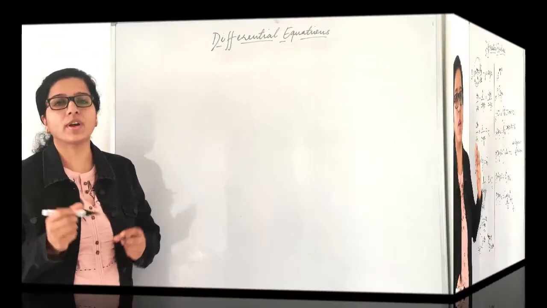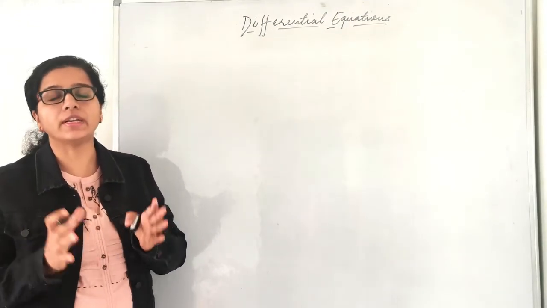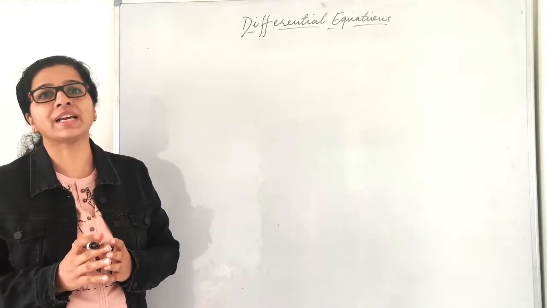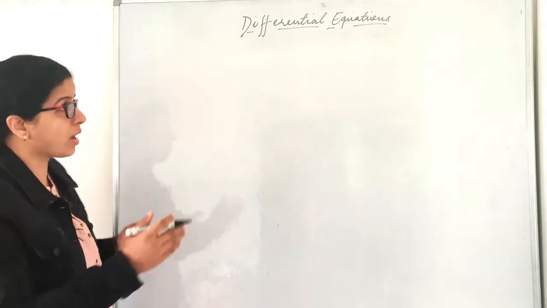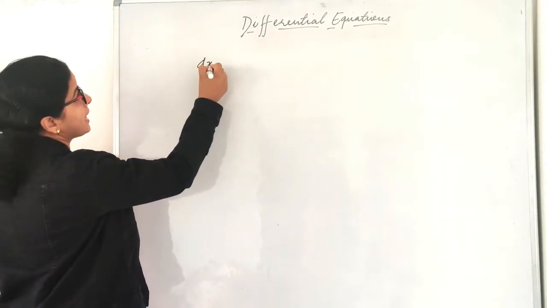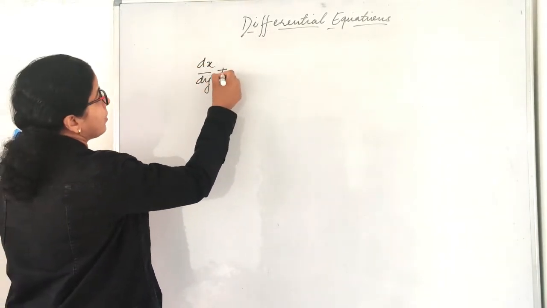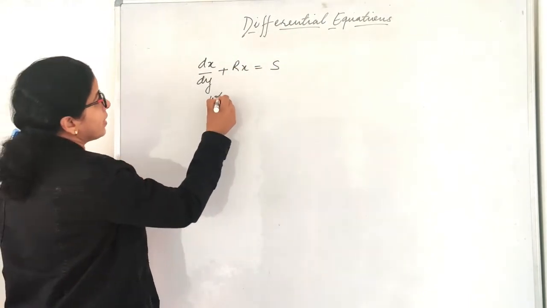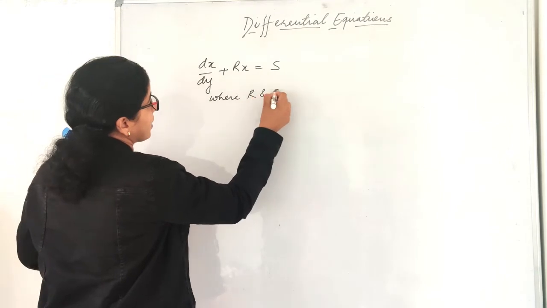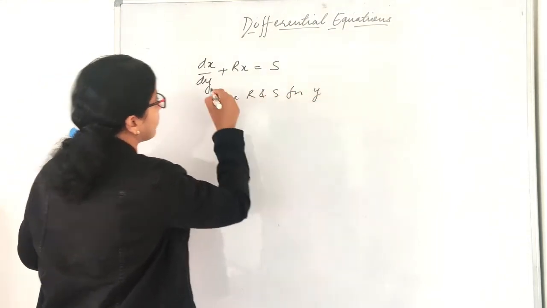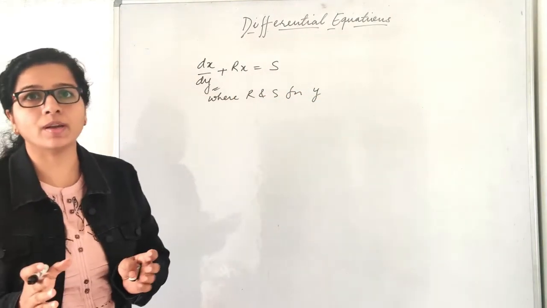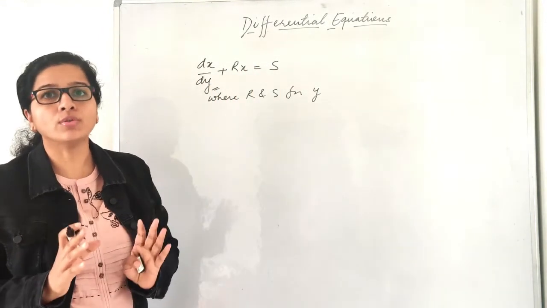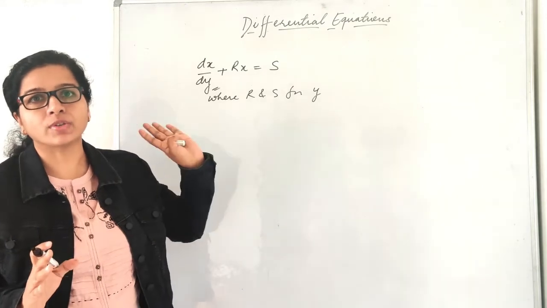differential equation. So guys, sometimes what happens, we have a linear differential equation with the dependent variable as x. Okay. So how does the form look? dx upon dy plus rx is equal to s, right? Where r and s are functions of y. Here y is your independent variable and x is your dependent variable. Okay, so how to solve? Let us take one or two examples of this kind also.